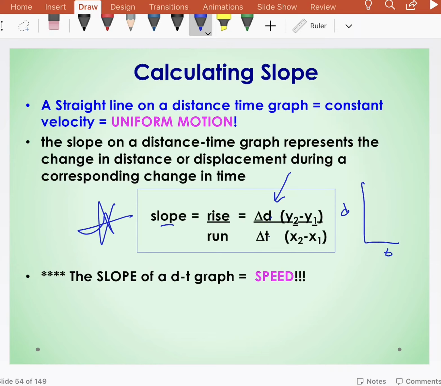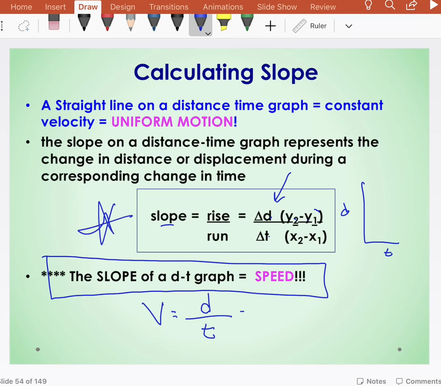my rise is distance over time. And when I'm doing this on a graph, I choose 2 points. I have to determine the difference between them. So that's where the y2 minus y1 comes in. And I divide them. Now, if I'm taking distance and dividing it by time, that should look familiar to you from our speed formula. So the slope of a distance time graph is equal to actually calculating the speed of the object.